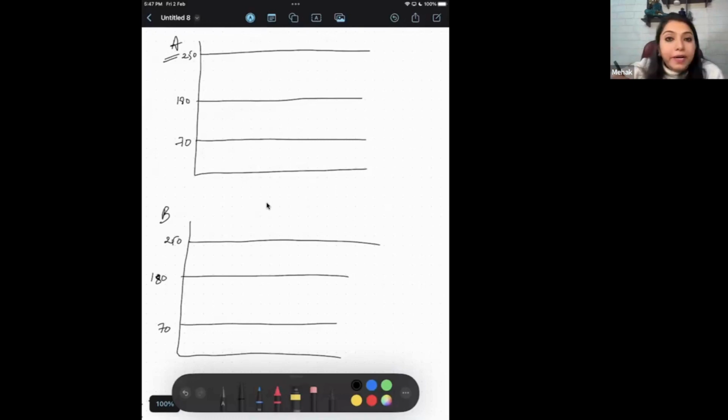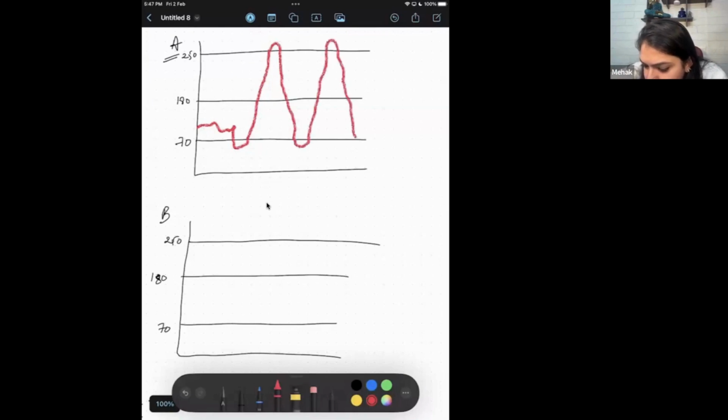Okay. So let's see what happened in person A's life. Person A's sugars used to go like this. So we decided to get the HbA1c done. This was his graph. When we got the HbA1c done, the average came out to be 6.2. Is it a good HbA1c or bad?